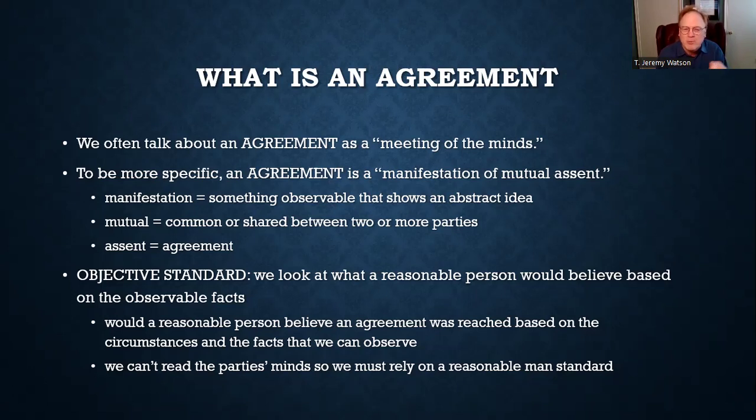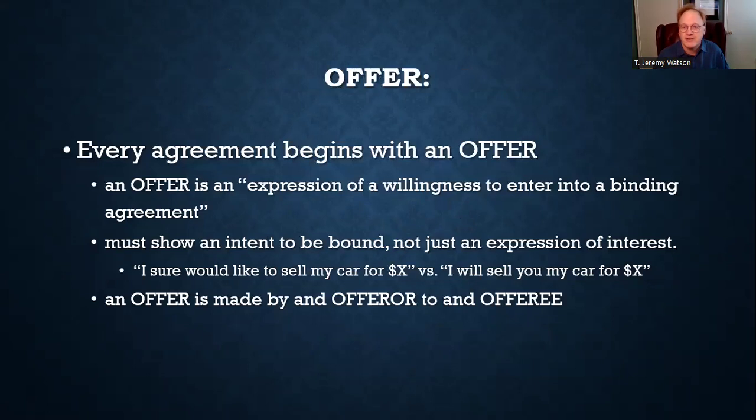What would a reasonable person believe? Would a reasonable person believe an agreement was reached based on these circumstances, based on these facts that we can testify about, that we can show to the jury, that we can observe? Because we can't actually read the parties' minds, so we have to rely on that reasonable man standard. So an objective standard, when we're trying to decide whether an agreement was reached, whether there was a meeting of the minds, a manifestation of mutual assent, we use an objective standard.